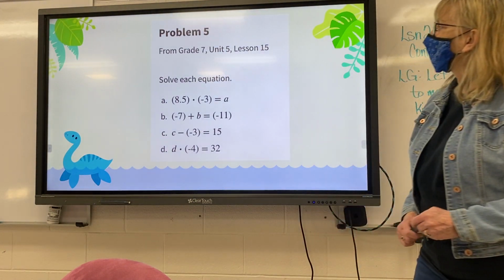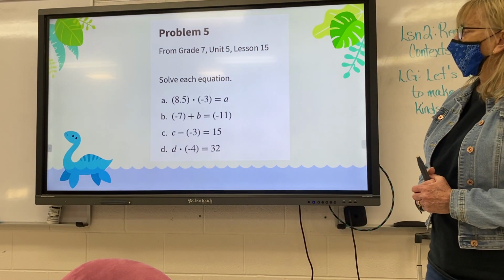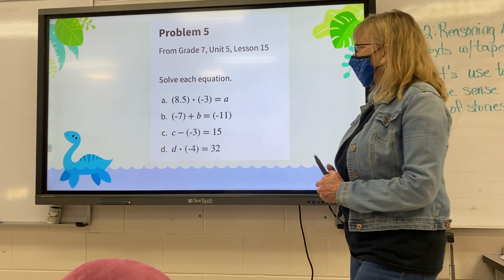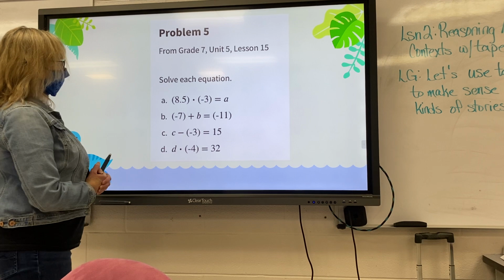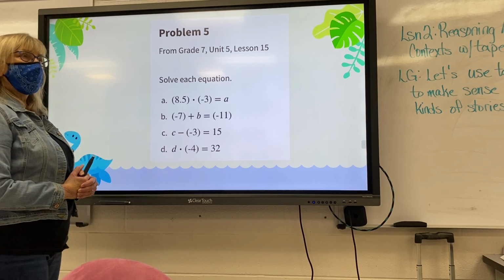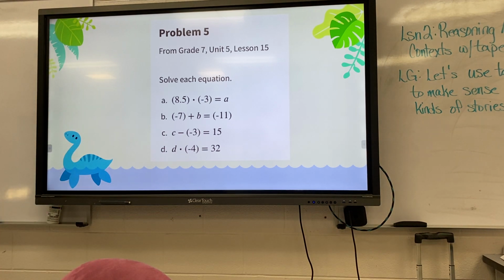Last one. Solve each equation. 8 and 5/10 times negative 3. Tell you what, I'm going to give you 1 minute to solve all this. Those of you at home, put your answers in the chat, but do not hit enter. Just put A equals, B equals, C equals, D equals.